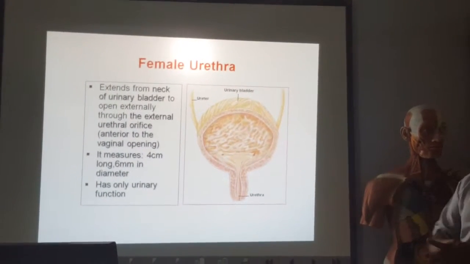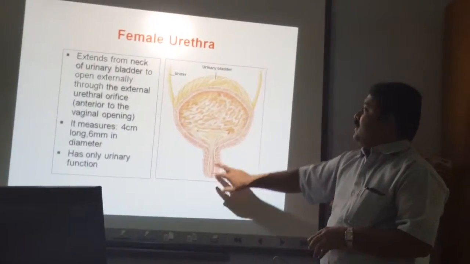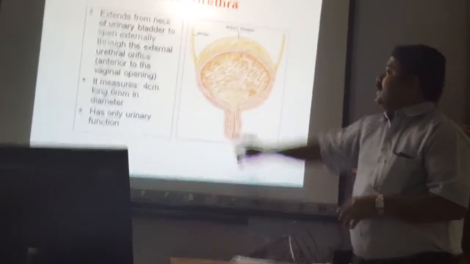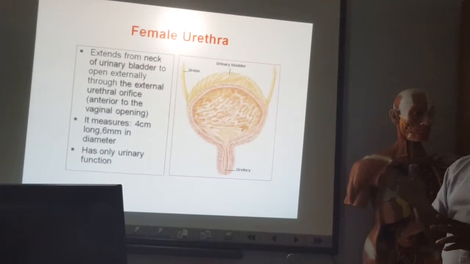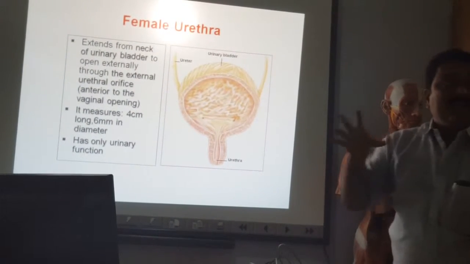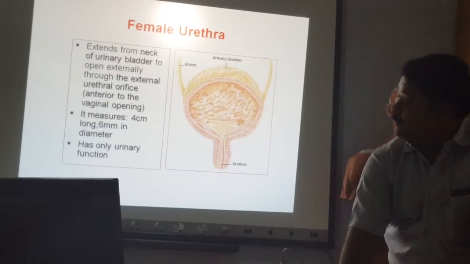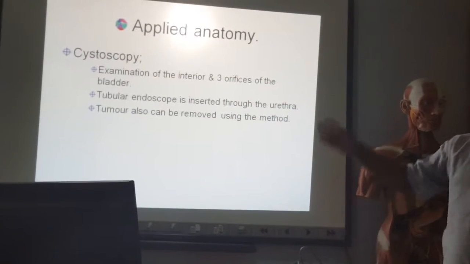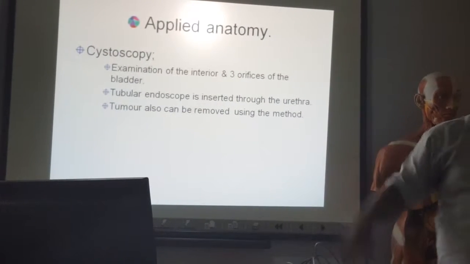The female urethra extends from the neck of the urinary bladder to the external urethral orifice, and measures about 4 centimeters long and 6 millimeters in diameter. It has the function of urination only, to pass the urine. This is about the female urethra. Next is the applied anatomy of the urethra, that is cystoscopy. Just now I showed cystoscopy.